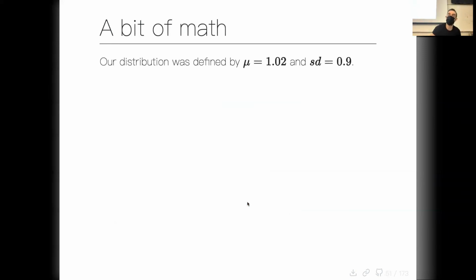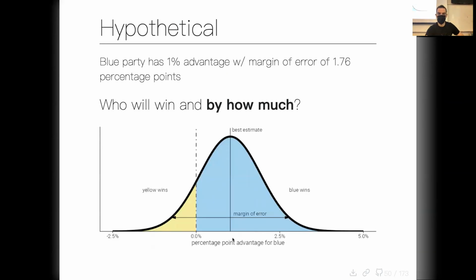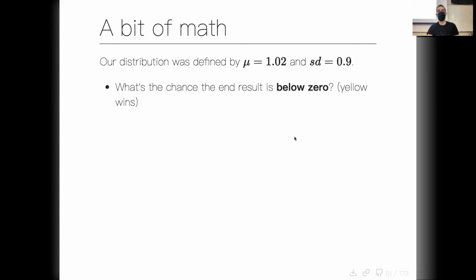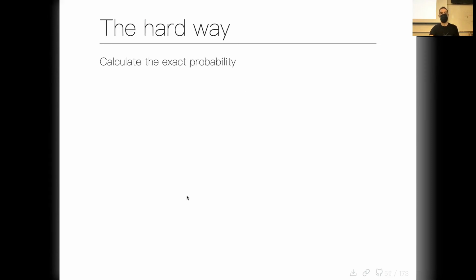Well, there's a bit of math involved here. This distribution is defined by a mean of 1.02, so that's the actual difference, the peak of the distribution. And then it's got a standard deviation of 0.9, which is 1.76 divided by 2, basically. So what we're going to do is ask, what's the chance that the end result is below 0? Yellow wins. We can do this a couple of different ways. For the moment, I am only collapsing it down to that dichotomous decision, which party wins.